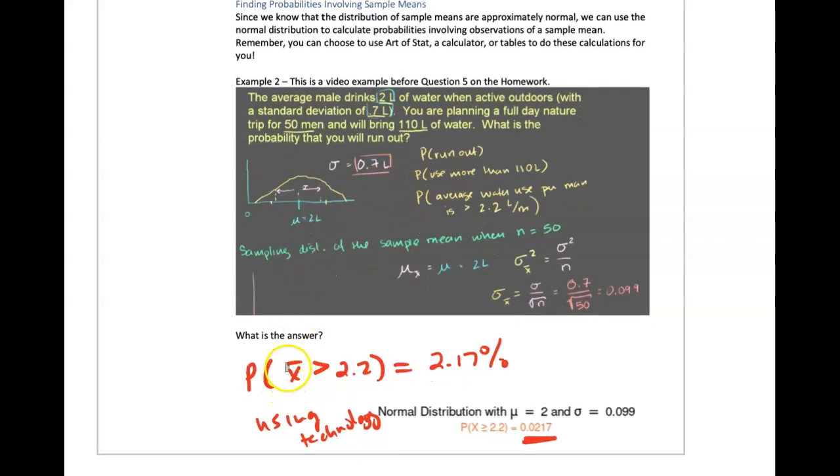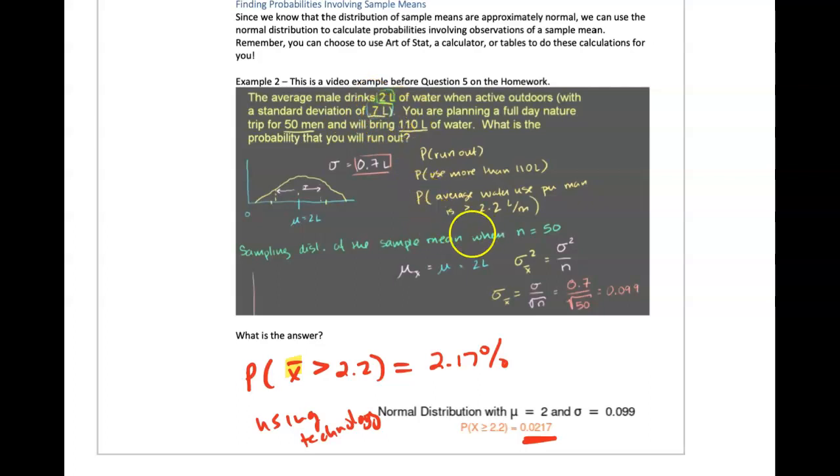What's the probability? But notice I'm looking for the probability that the mean is greater than 2.2 in this case, as you look at this scenario here, right? You're planning a full day nature trip for 50 men, and will bring 110 liters of water. What is the probability that you will run out? Meaning that, again, you don't have enough water for those 50 when we know the average man drinks 2 liters, right, when active, with the standard deviation of 0.7. We have this given information.